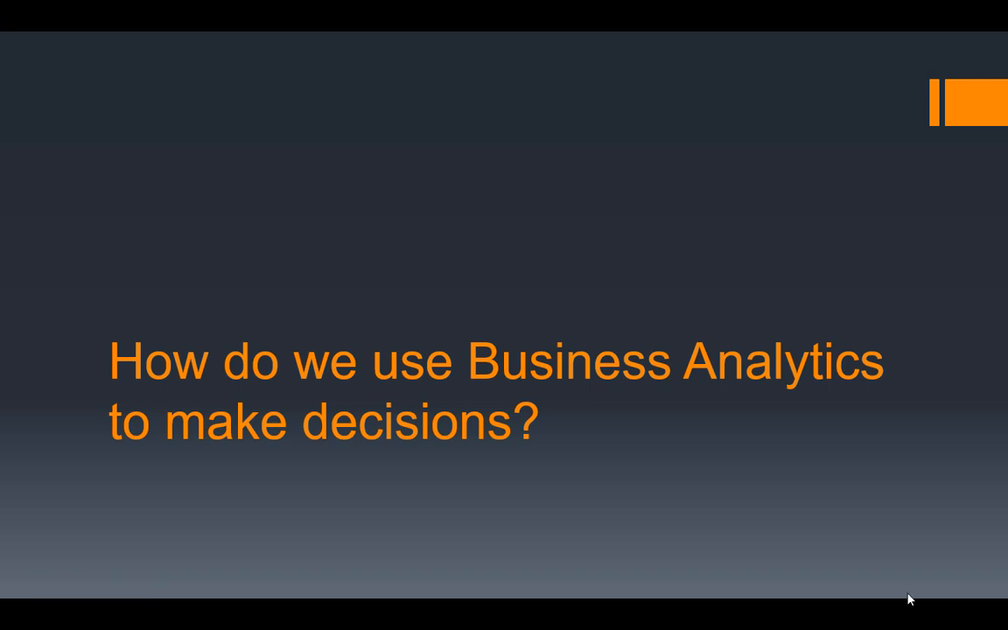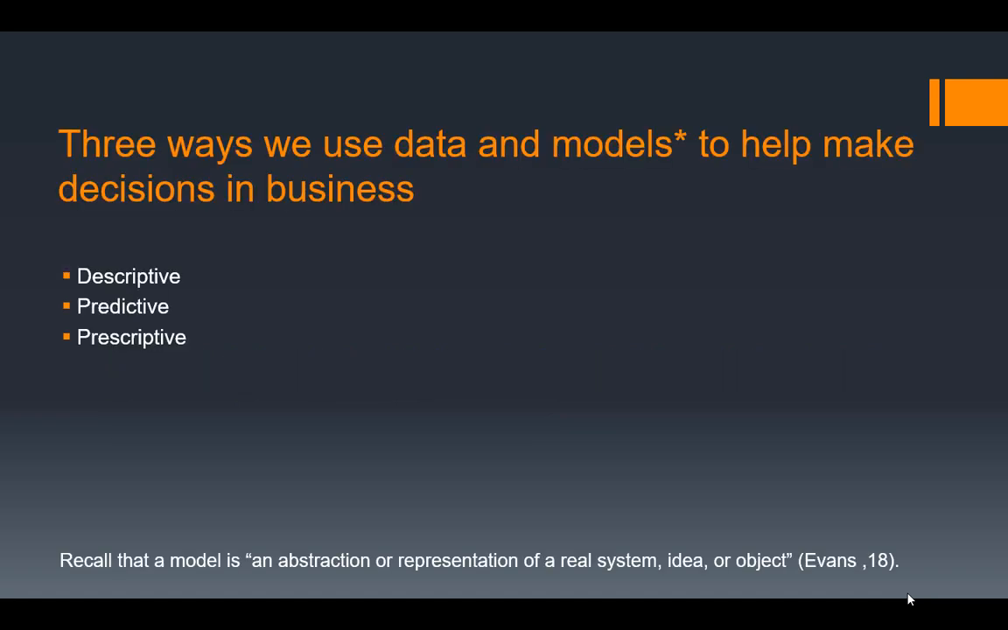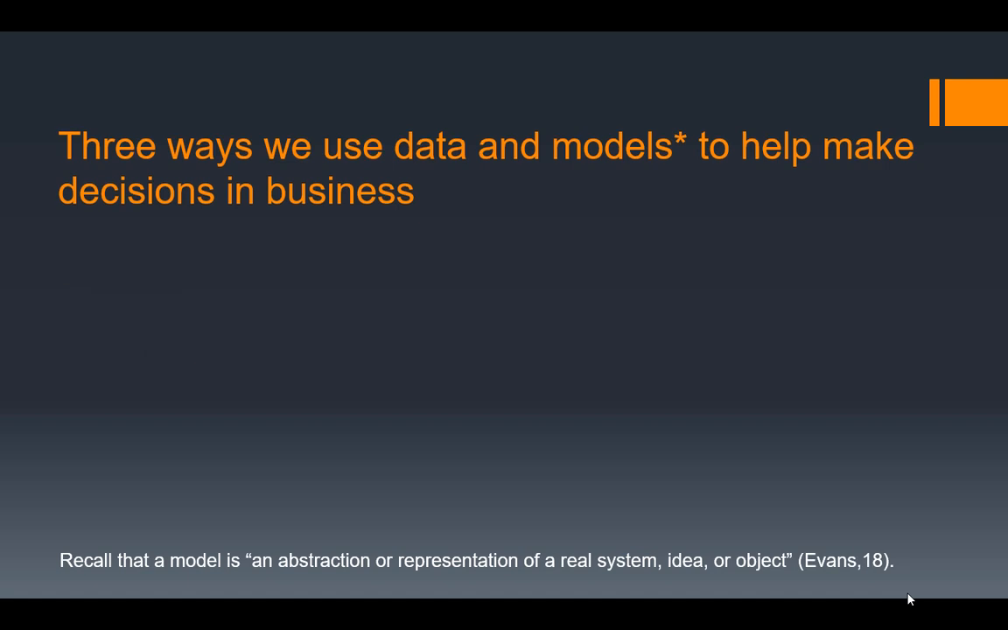Now that we know what business analytics is, how do we use it to make decisions? There are three subcategories of business analytics, and these are the three ways we use data and models to help make decisions in business. Remember that a model is an abstraction or representation of a real system, idea, or object. So the three subcategories are descriptive analytics, predictive analytics, and prescriptive analytics.